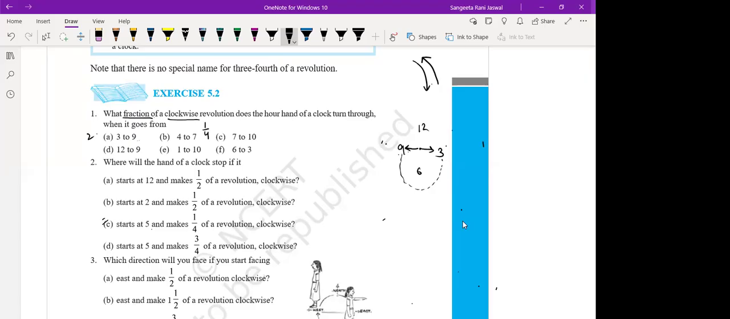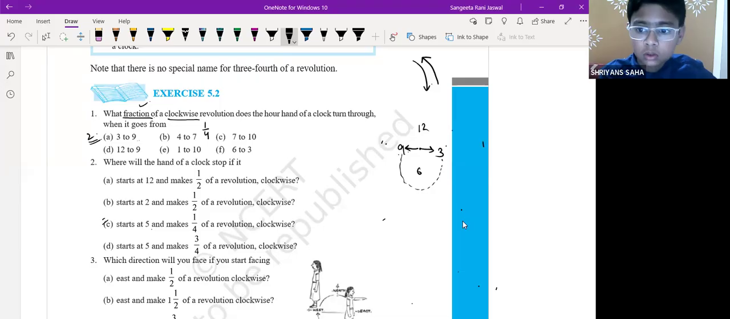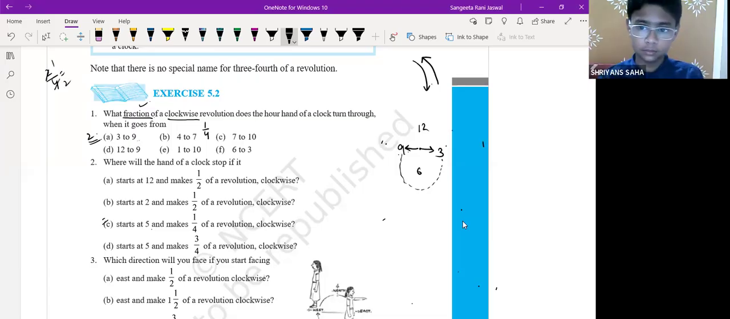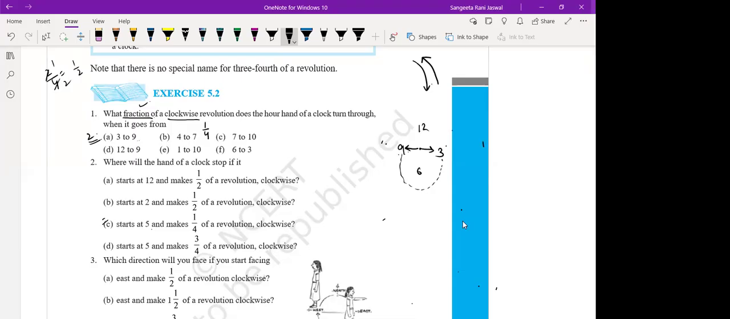Okay, and when it was 2 right angles, what fraction was it? 2 by 4. So 2 by 4 can be written as 1 by 2. Okay, so we can write it as half the revolution. Then from 7 to 10, tell me now. Ma'am, 1 by 4.